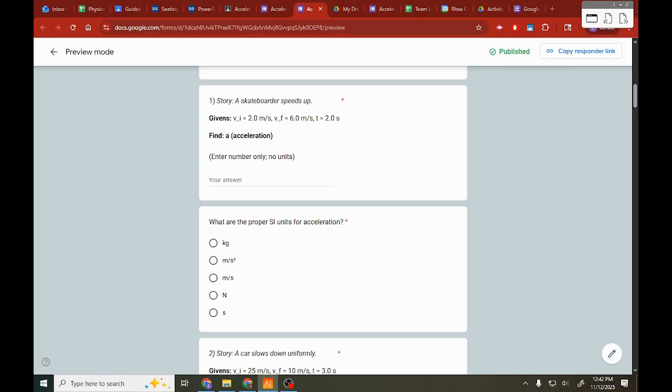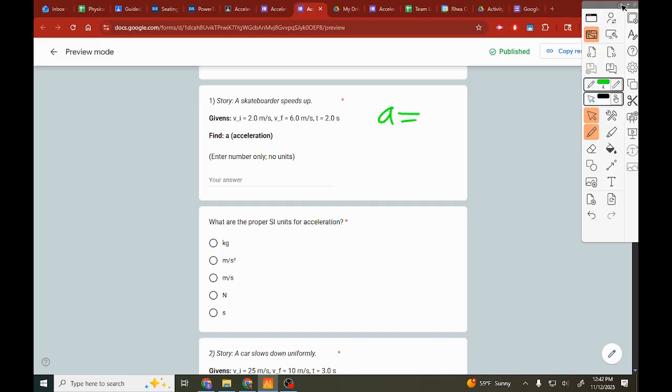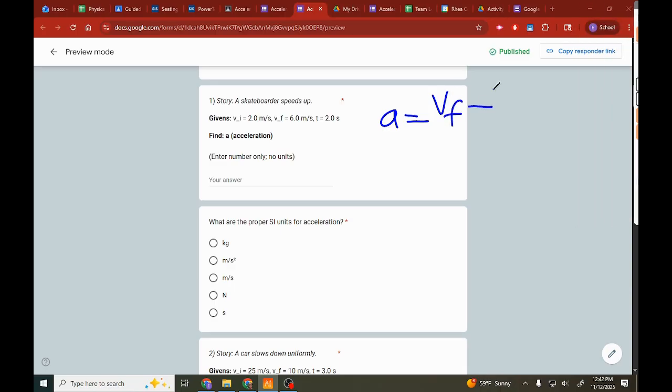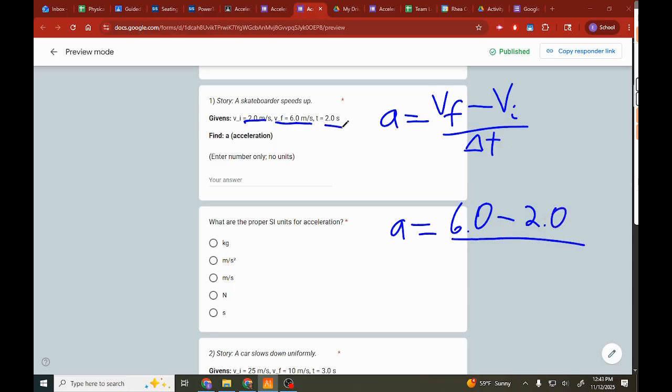A skateboarder speeds up. We've got everything given to us, and we're just asked to find acceleration, which is already, ooh, I don't like that green color. Our acceleration equation is already set up for acceleration: final velocity minus initial velocity over t. So in this case, we can plug in VF. It says is 6.0 minus VI is 2.0, all being divided by the time of 2 seconds.